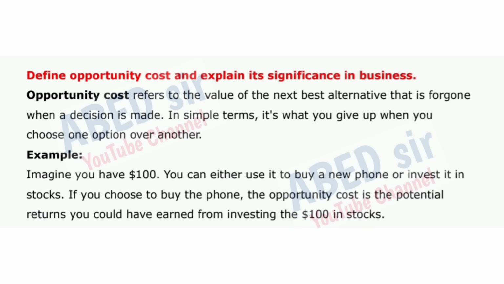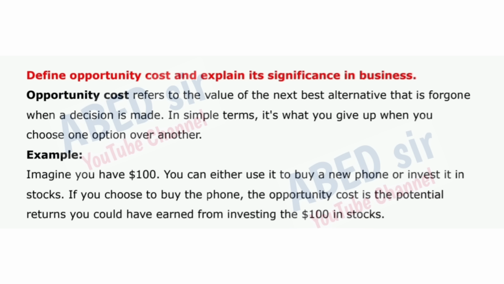Opportunity cost refers to the value of the next best alternative that is foregone when a decision is made. In simple terms, it's what you give up when you choose one option over another. Example: imagine you have $100. You can either use it to buy a new phone or invest it in stocks.